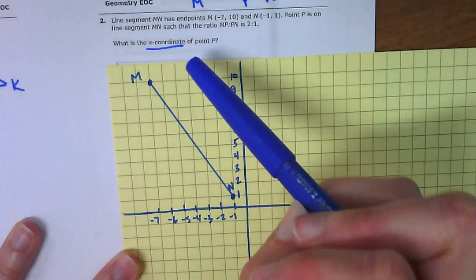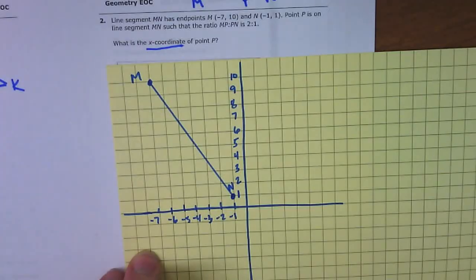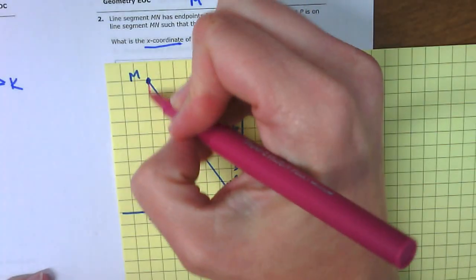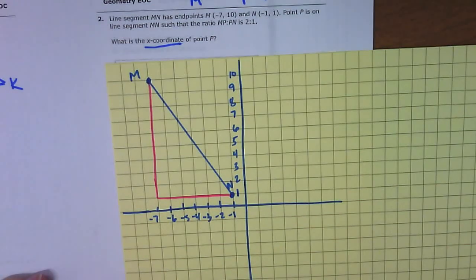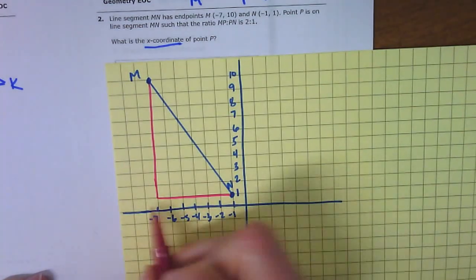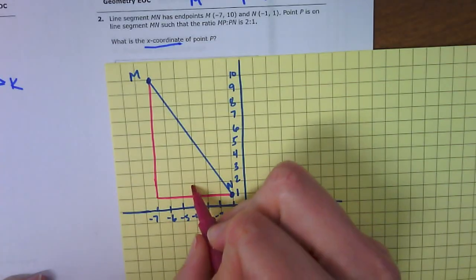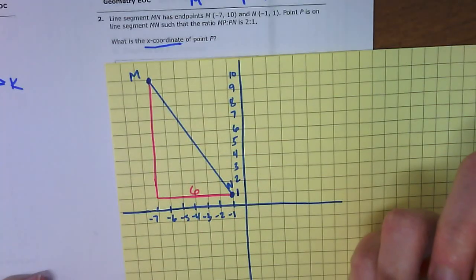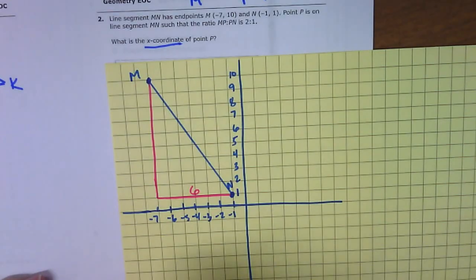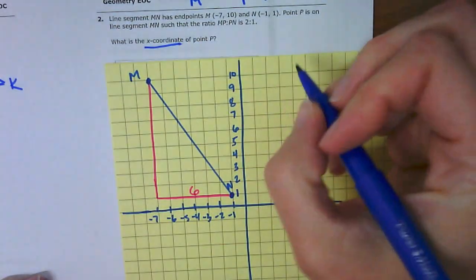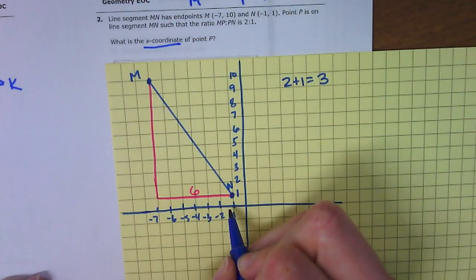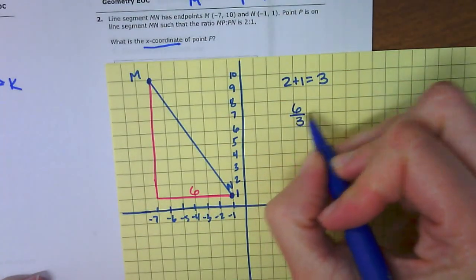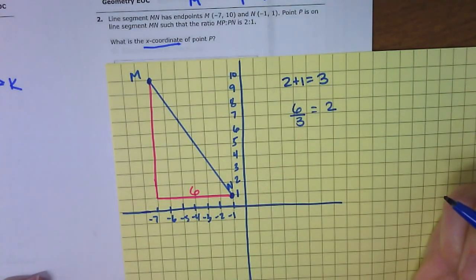We're only concerned about the x coordinates. So that means I'm concerned about how far I'm moving horizontally. If I make my little triangle here to do my rise and my run, I'm only concerned about my run because that's where my x is. If I count how many spaces this is, it's 6 spaces. Okay, my ratio here is 2 to 1. That means I have 3 parts that I'm trying to split this line into. If I'm trying to split that run into 3 parts, each part is 2 units long.